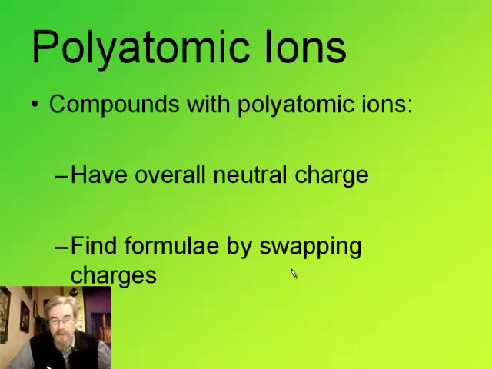Today we're going to talk about polyatomic ions, and we're going to first off take a look at how compounds with polyatomic ions can be named and formed. The rules are basically the same. We know that polyatomic ion compounds have an overall neutral charge, just like regular monatomic ion ones do. And we also can find the formula by swapping charges, just like we normally would.